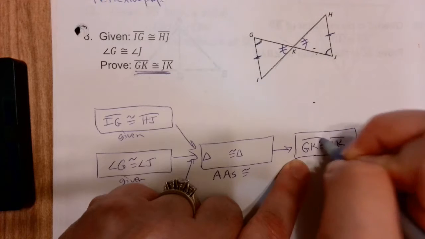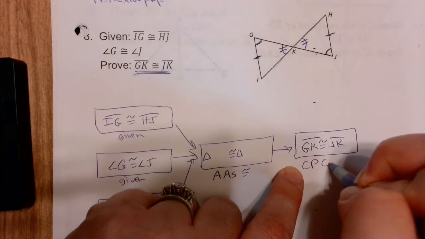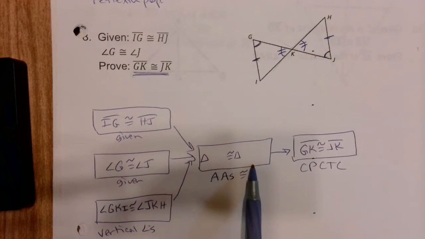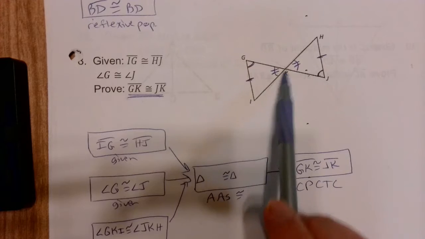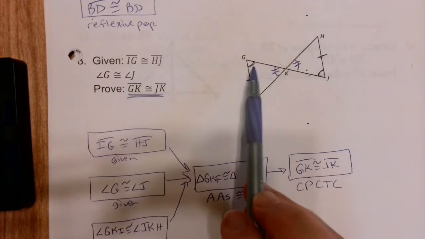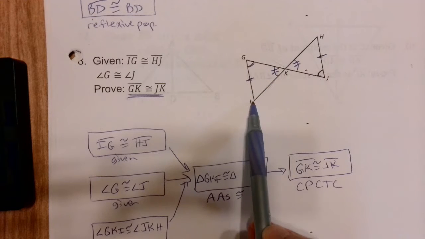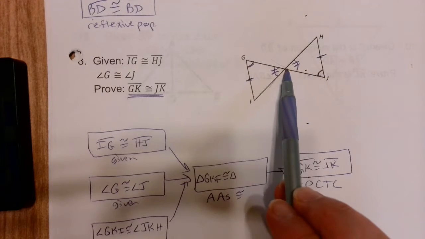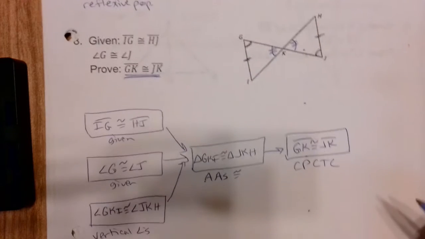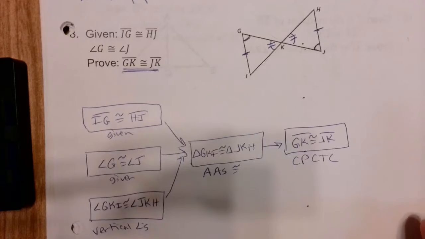And underneath the second box always goes CPCTC. Always. If there is no second box, then you do not use CPCTC. Now all we need to know is what order the letters go in here. So I'm going to go GKI again. So 1 to 2 to nothing. Then JKH to follow the same pattern. And that's the proof for that one.